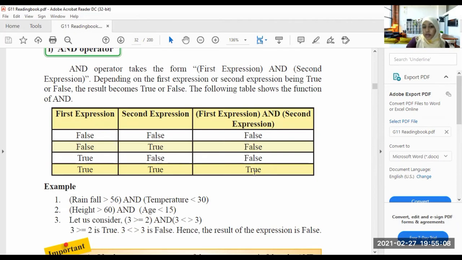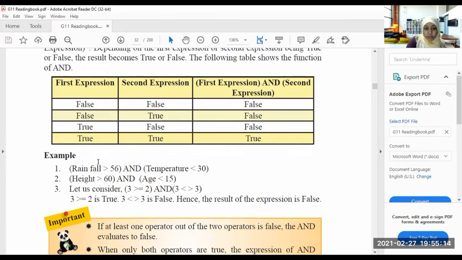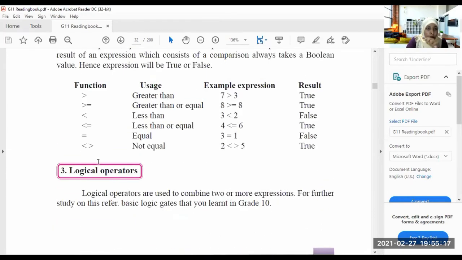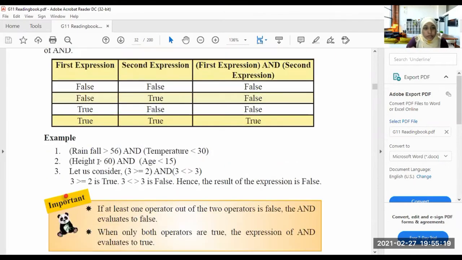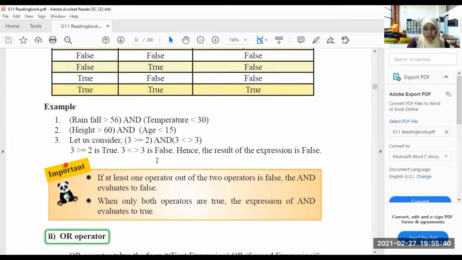Now understood, right? So here is an example. Rainfall greater than 56 and temperature less than 30. That is an expression.